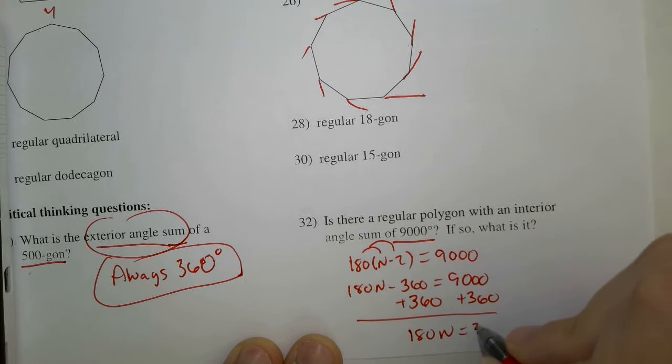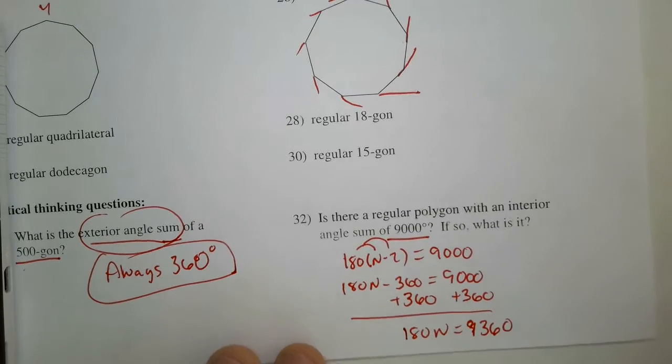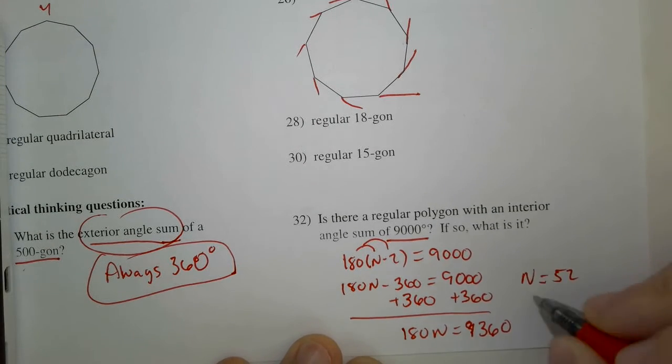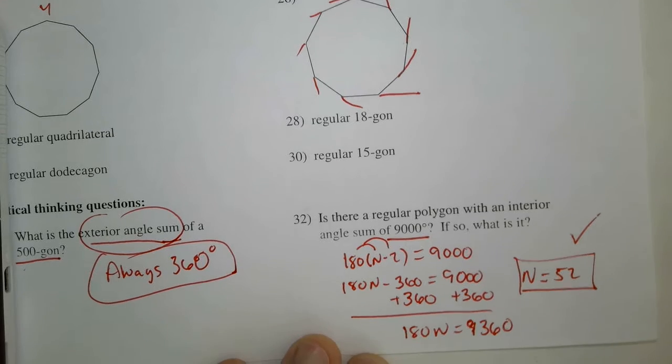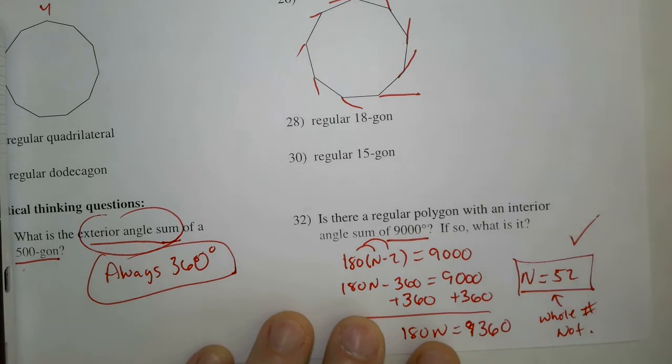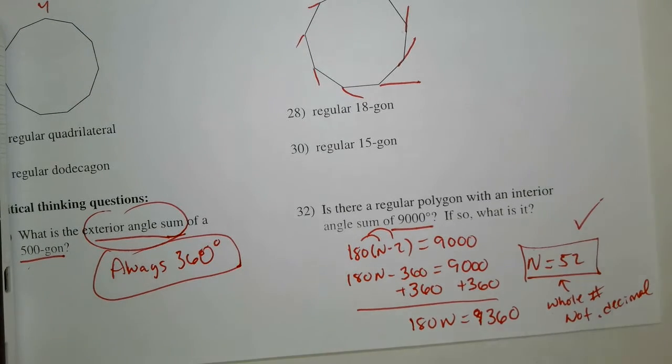180n is equal to 9,360. Does that divide? Divide by 180. And you get a number of 52. And that does equal a whole number. Okay, because this is a whole number and not a decimal, it is, in fact, possible. If it was a decimal, you'd have like 52.3 sides, and you can't do that. So you can only have a whole number of sides for any given polygon.